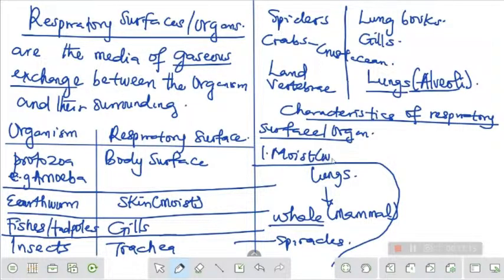Wet means moist. Moist is from moisture, water. So please don't be confused. If I say moist litmus paper, it means a litmus paper that I have dipped in water. Number two, it must be well ventilated. Number three, it must have a large surface area.